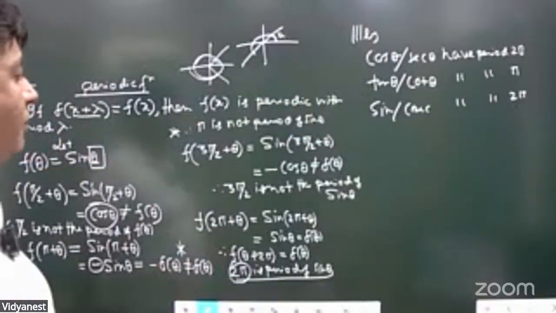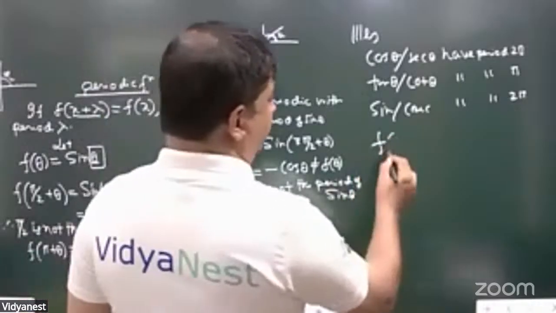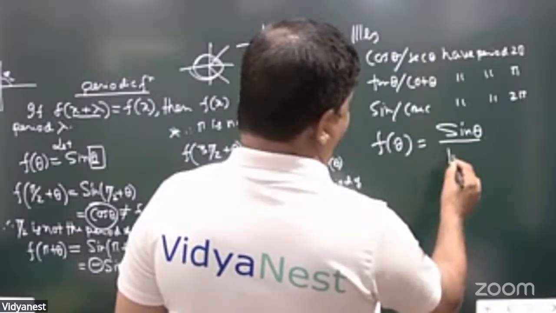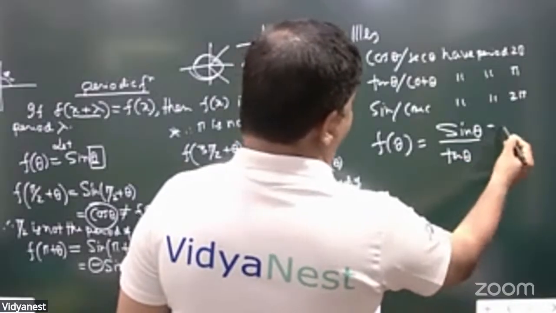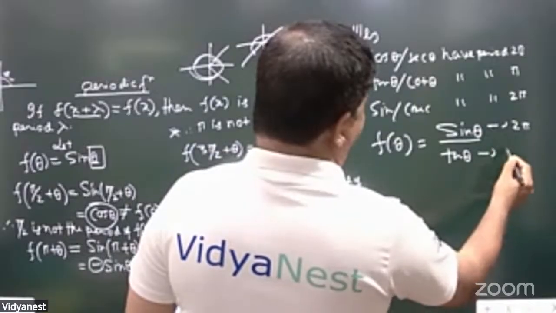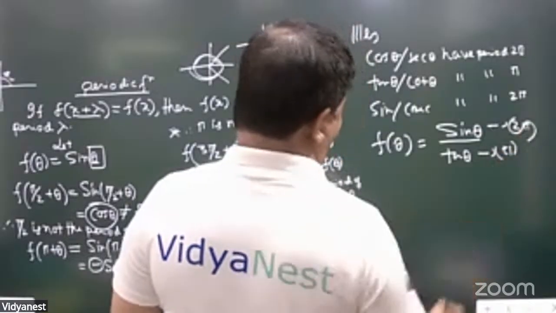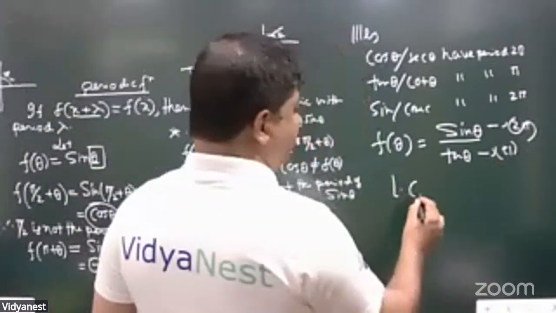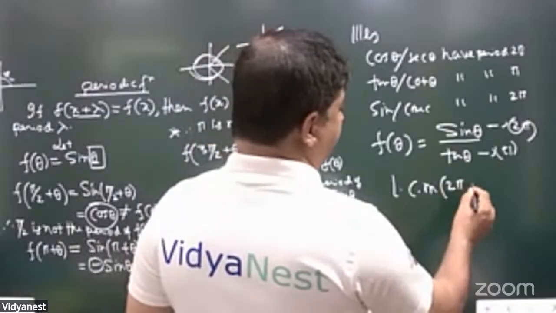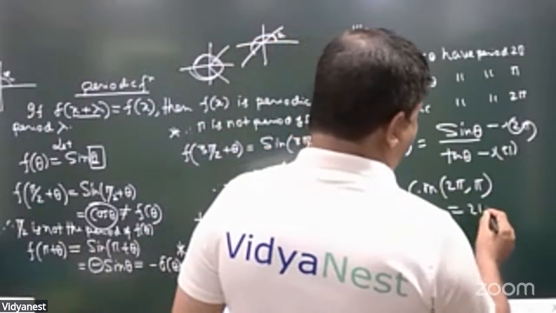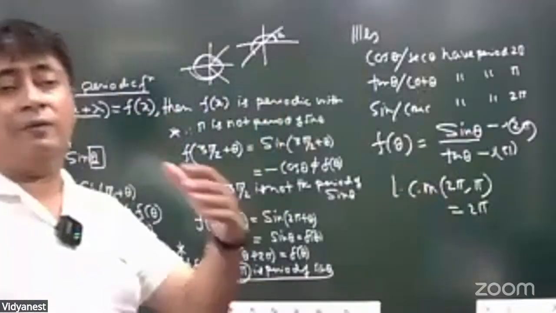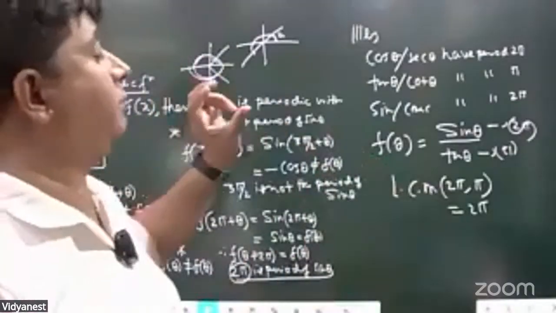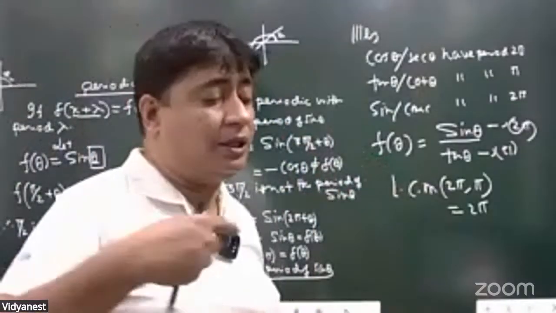Suppose you have two functions in division, sine theta by tan theta. Its period is 2 pi. Its period is pi. What will we do with that? We will divide the periods also? No. In that case, we will take the LCM of the periods, that is 2 pi. In case of addition, in case of difference of two functions, the same property holds.